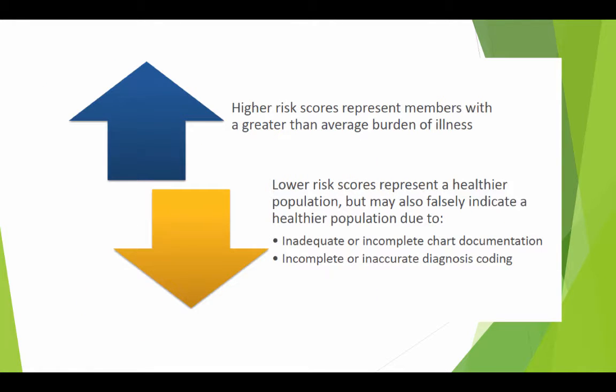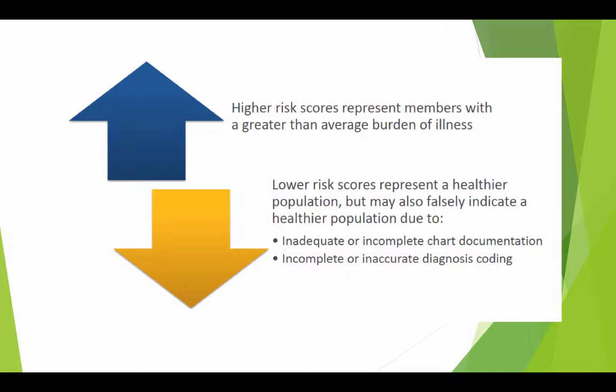So, a higher risk score means a greater than average burden of illness, and a lower risk score means a healthier population, or one of two other things: inadequate or incomplete documentation, which is a problem that exists, unfortunately, or incomplete or inaccurate diagnosis coding, also another problem that exists. Although it is getting better, unfortunately a lot of practices do not have certified coders. They have folks that have been trained on the job and maybe are not certified, do not have the appropriate coding certifications, and are not getting their appropriate coding training each year when the codes are updated. Maybe they aren't coding accurately. This HCC coding is a different system.